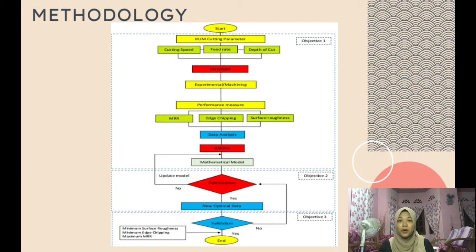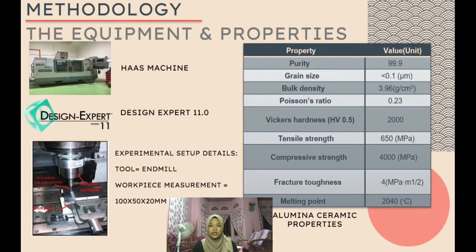Next, I will explain more about the methodology for my project. The following is a flowchart for my project. This flowchart was done as a result of discussion with my FYP1 supervisor. Initially, I had to choose the cutting parameters. This selection was done through past research, which found that these three cutting parameters are the major parameters often studied by past researchers. In this project, the HAS machine and FKP were used, the tool used is an end mill, while the workpiece measurement is 100 x 50 x 20 mm. Before going to the next slide, here are the alumina ceramic properties.